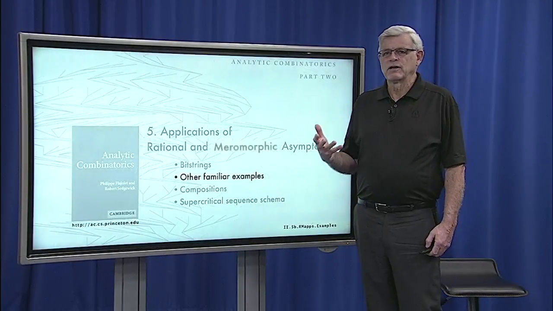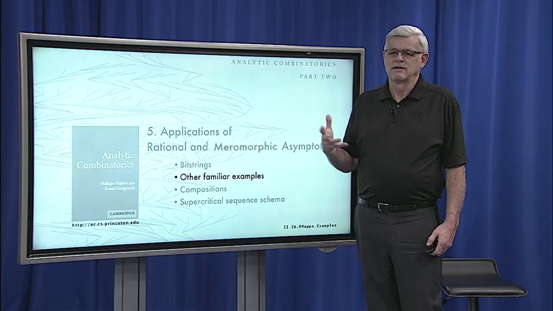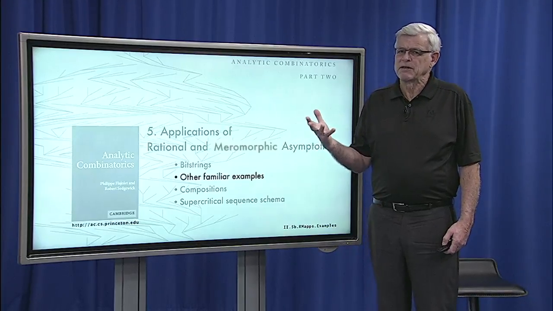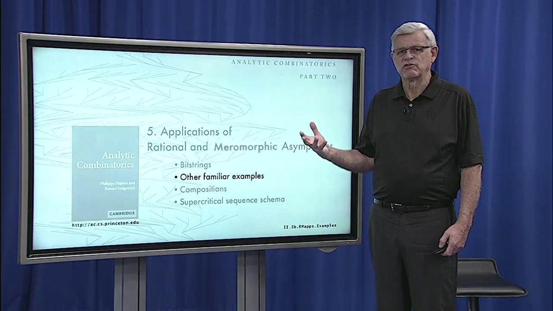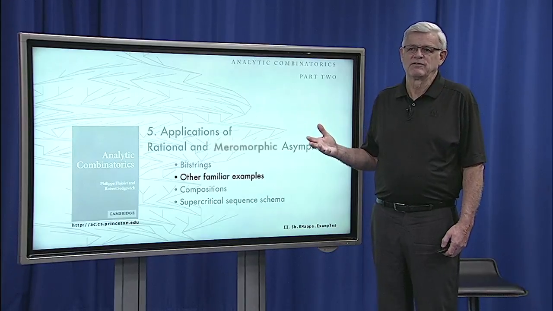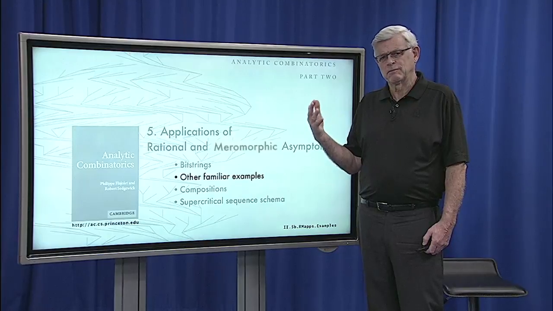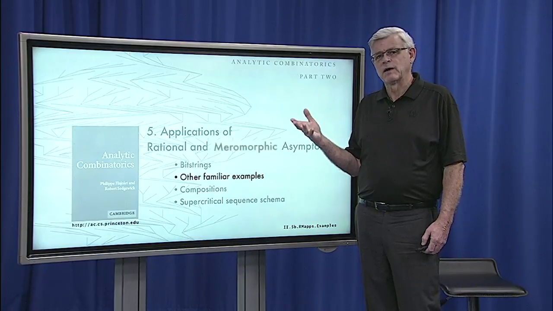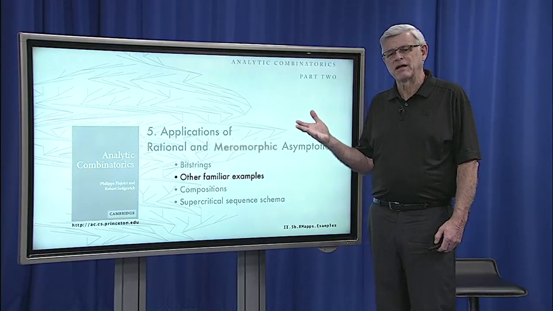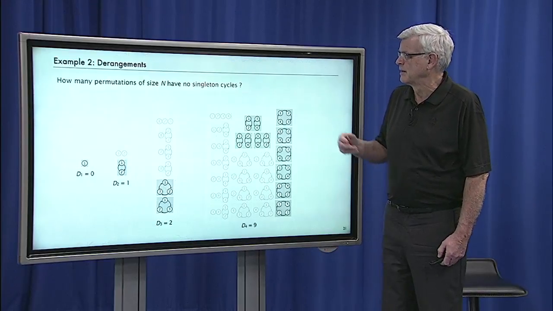All right, next let's look at some other examples that we use the symbolic method for to get generating function equations. And we'll look at several of the examples that we considered in the first two lectures and see that meromorphic asymptotics directly gets us to accurate asymptotic estimates of coefficients.